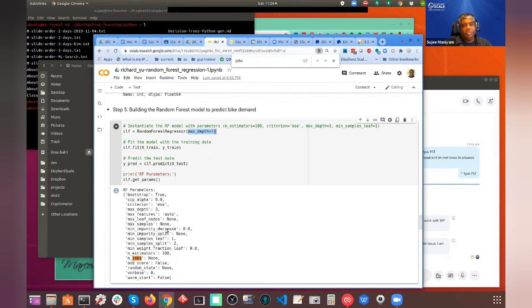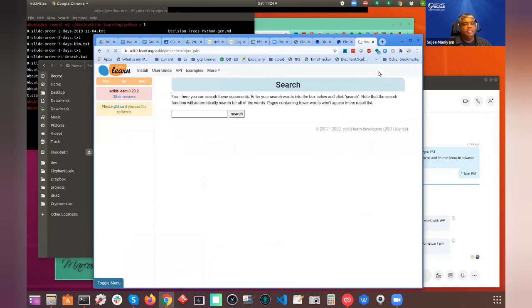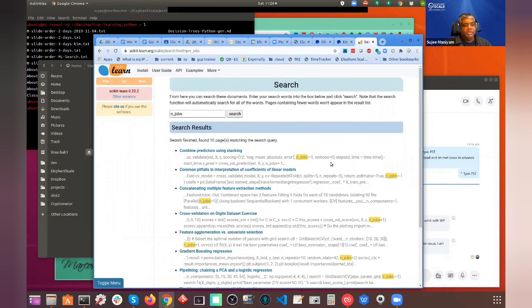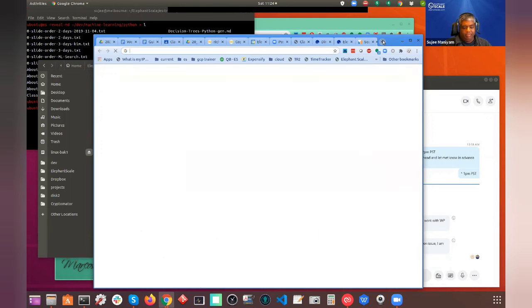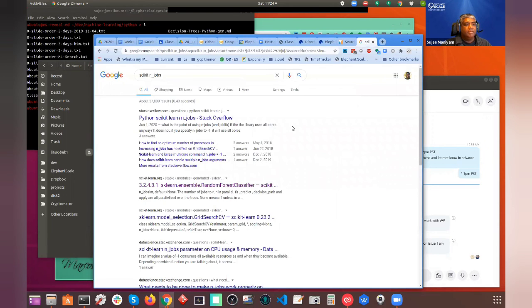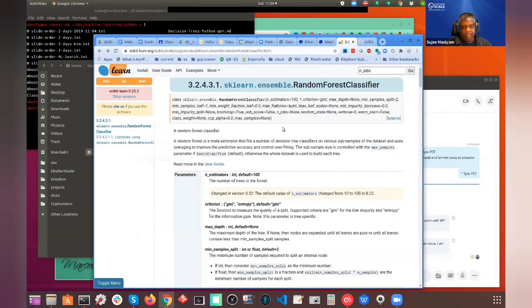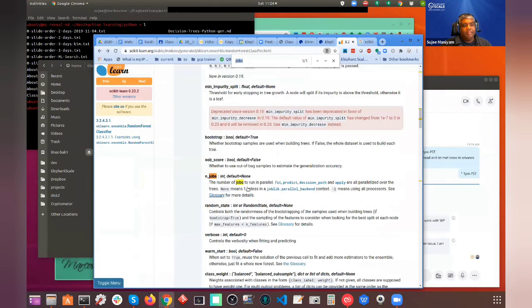So by specifying n_jobs, and this is part of scikit-learn, some of the documentation is not great. What n_jobs does is set how many jobs to run on your machine, and especially in random forest classifiers that's important, because you can train in parallel.